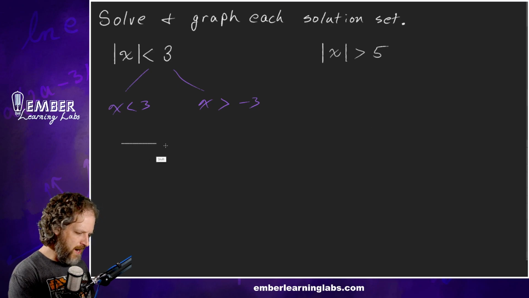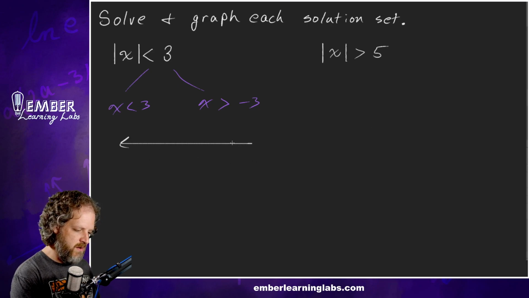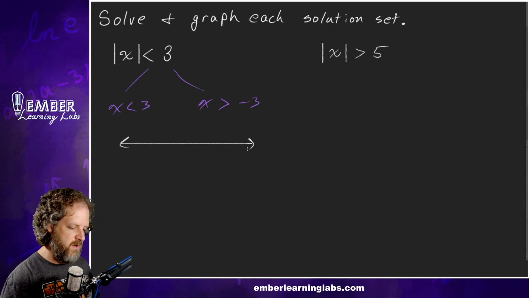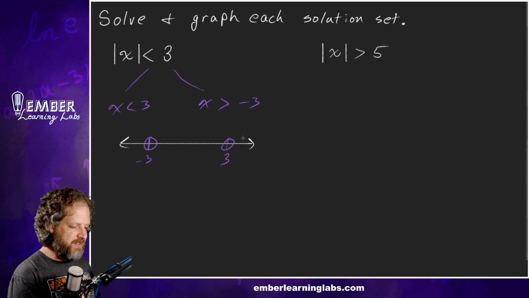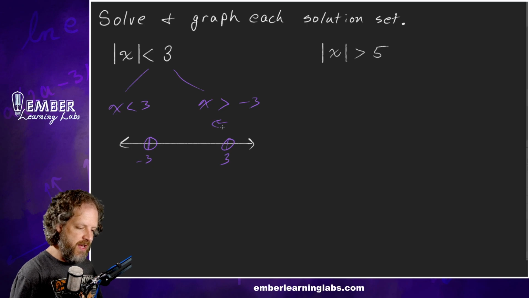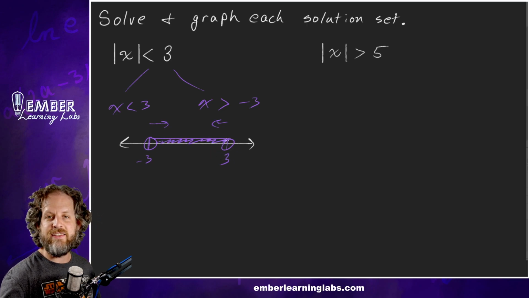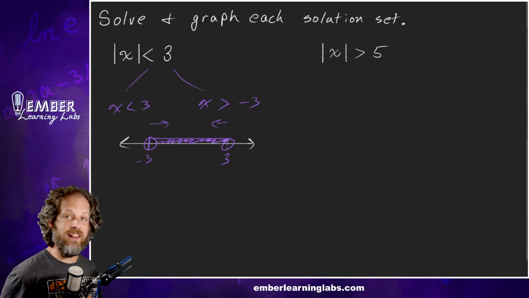So let's graph this one, right? So we've got -3 and 3, both open circles. X is less than 3, so that's this way, and it's greater than -3. So there is the answer to that one. Easy peasy. All right, let's take a look at this one.